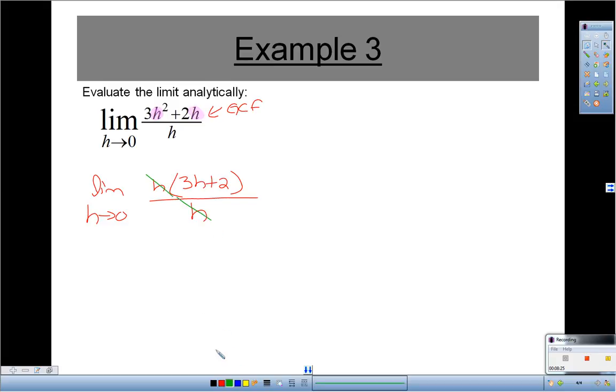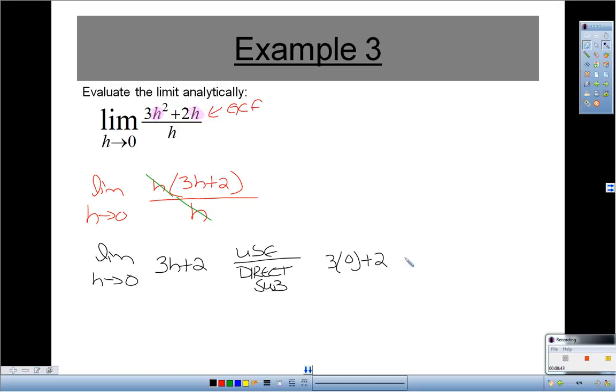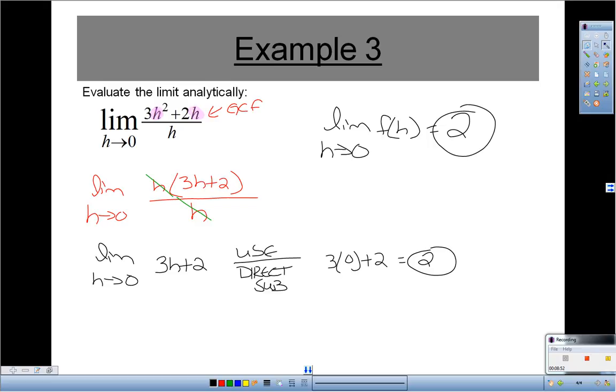The h's are going to cross out, and so that's going to leave me the limit as h approaches 0 of 3h plus 2. And now I can do direct substitution. Use your direct substitution, and so that's going to give me 3 times 0 plus 2, so that'll give me 2. So the limit for this function, f of h, is 2 for this problem. So that one's not too bad. So remember, look for dots, look for trinomials, look for GCFs, look for radicals and conjugates.